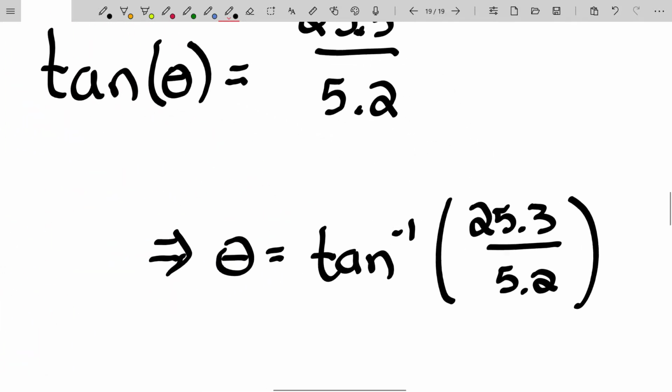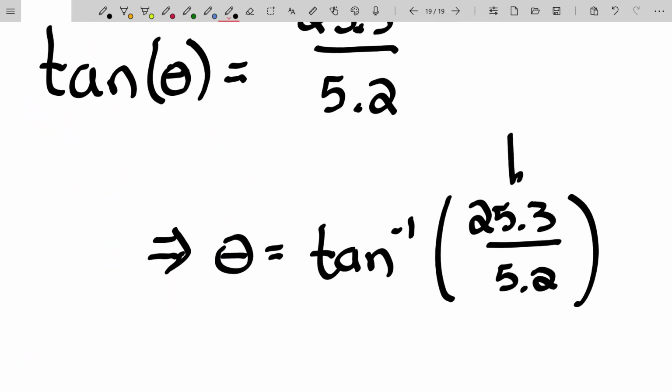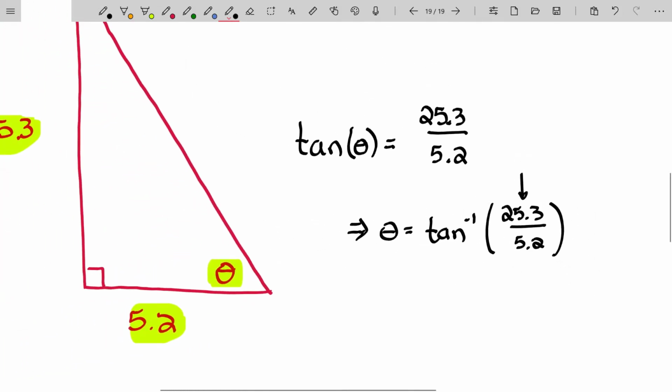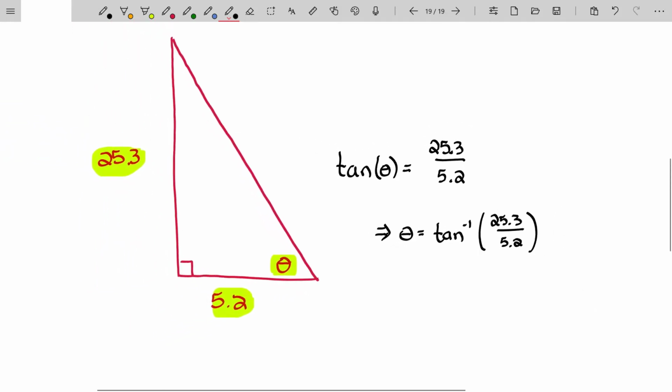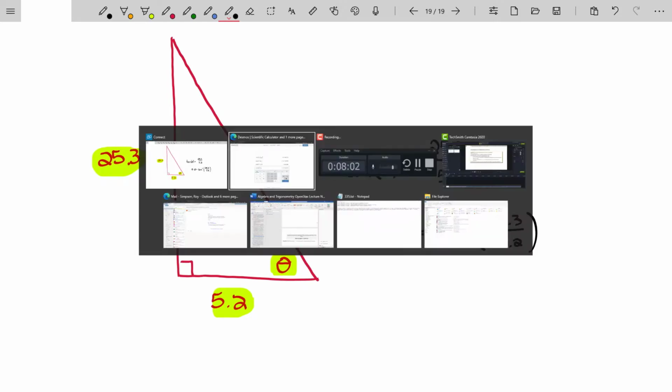Because again, tangent inverse of a positive ratio is going to return an angle in quadrant 1, which is an acute angle, which is exactly what we want. Very rarely are you going to even have to worry about the quadrants in applications, but it does occur. So I don't want to lie to you and say it doesn't. Let's go ahead and grab a calculator and find out what the arctangent of 25.3 over 5.2 is.